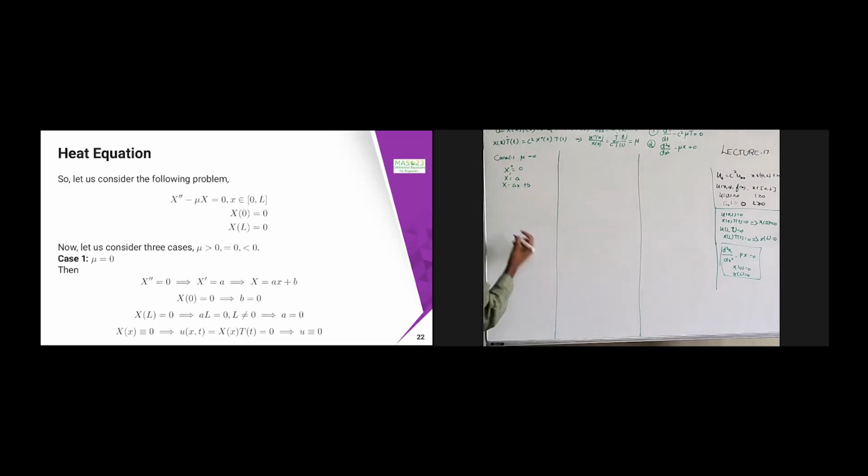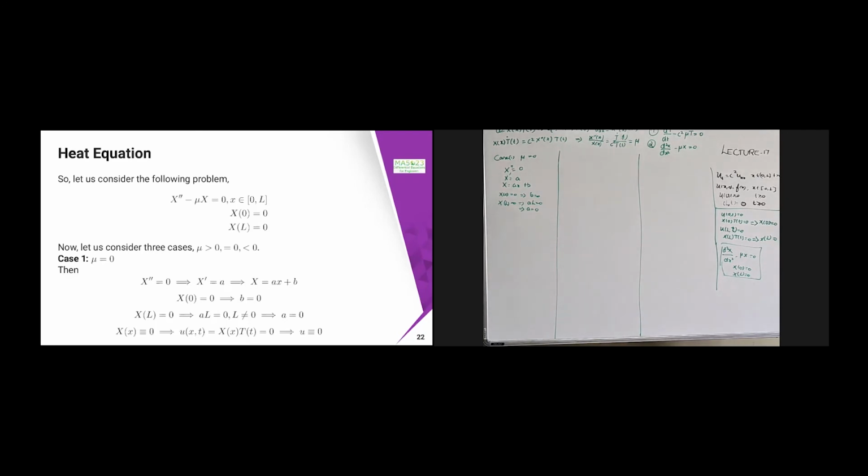So now I have to apply the boundary condition. If I apply the boundary condition x of 0 equal to 0, then I am going to get b equal to 0, because a into 0 plus b equal to 0. Therefore, b equal to 0. And x of L equal to 0 implies that, already b is 0, therefore I am getting aL equal to 0. L is a positive number, therefore it is a non-zero number. Therefore, you are going to get a equal to 0.